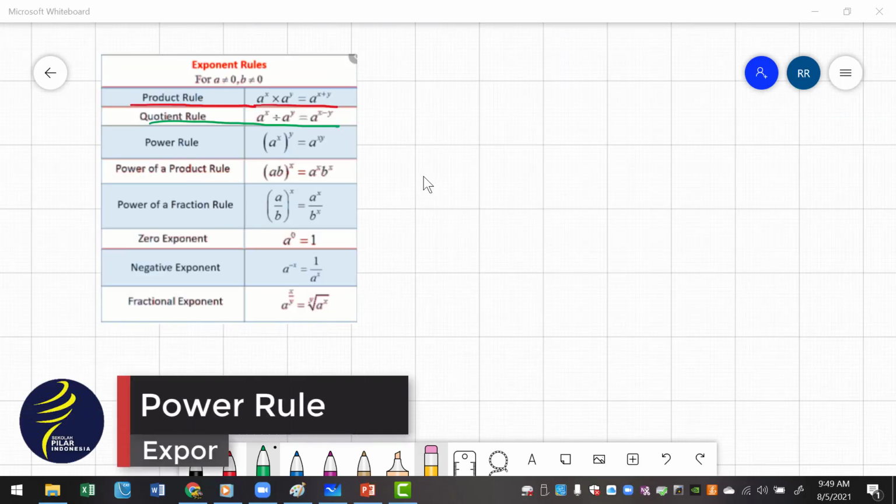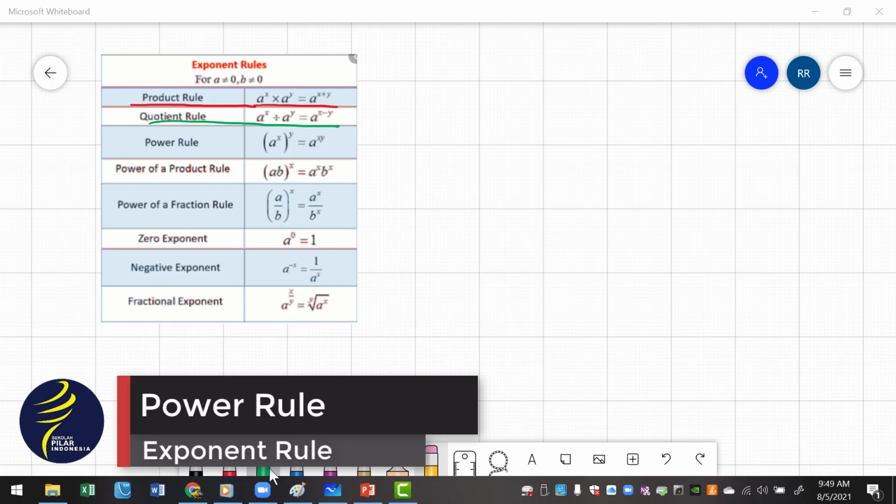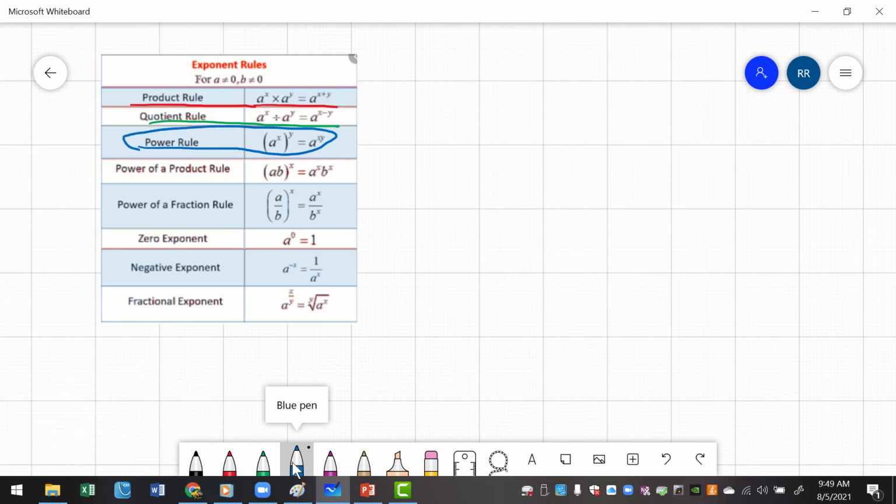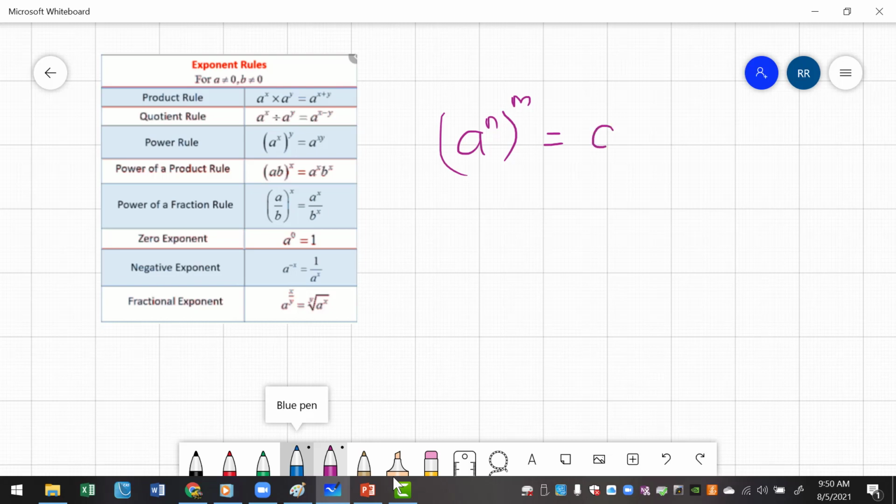Okay, so the next one is what we call the power rule. Okay, so here we go, this power rule here. This rule in exponents, we can apply it like this. If I have a to the power of n, and then I have this bracket here, and then I raise this index form to another power, we can simplify this by just multiplying the powers. So it is a to the power of n times m.